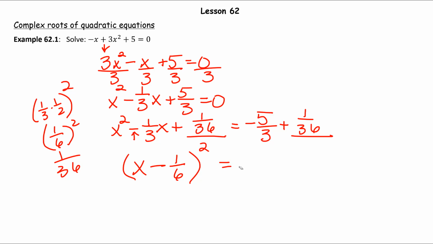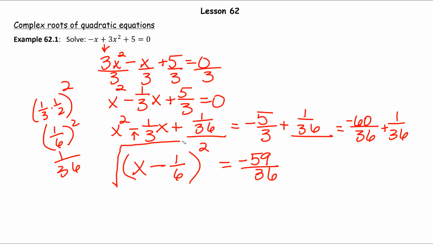And then on the right side, I'm going to need to add these two fractions. And when you add fractions, you have to find a common denominator. And so -5/3 is going to be -60/36. And then you're going to add 1/36. And that's going to be -59/36. And now to solve for x, you will take the square root on both sides. Don't forget to put plus or minus on the right side.